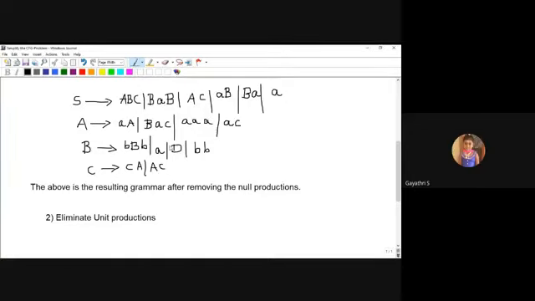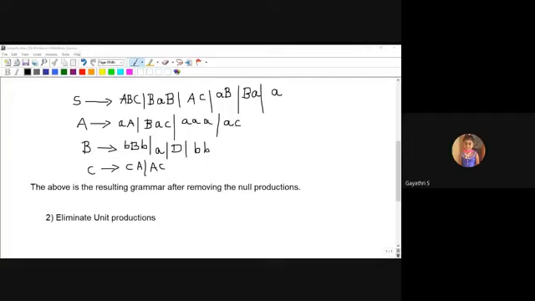Here, only one production is a unit production. What is this? What are the unit productions from this grammar? What are all the unit productions? Post in the chat box. So this is the resulting grammar.